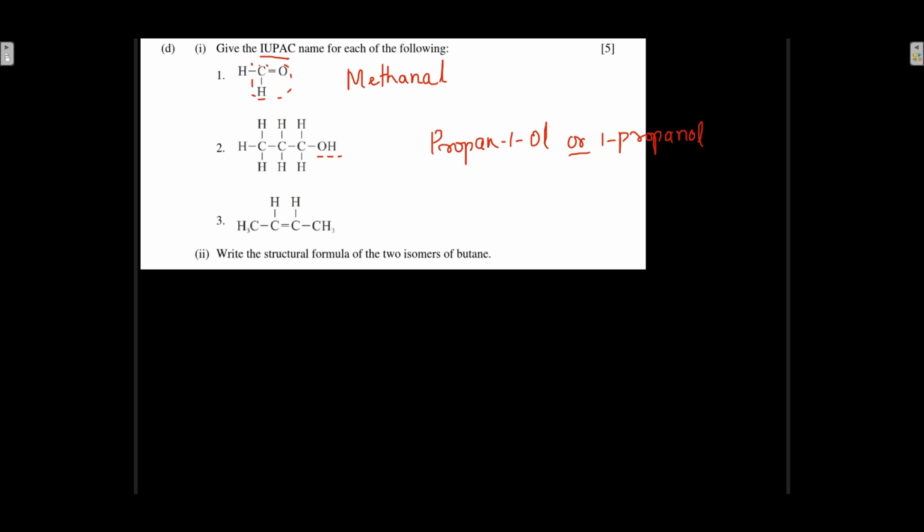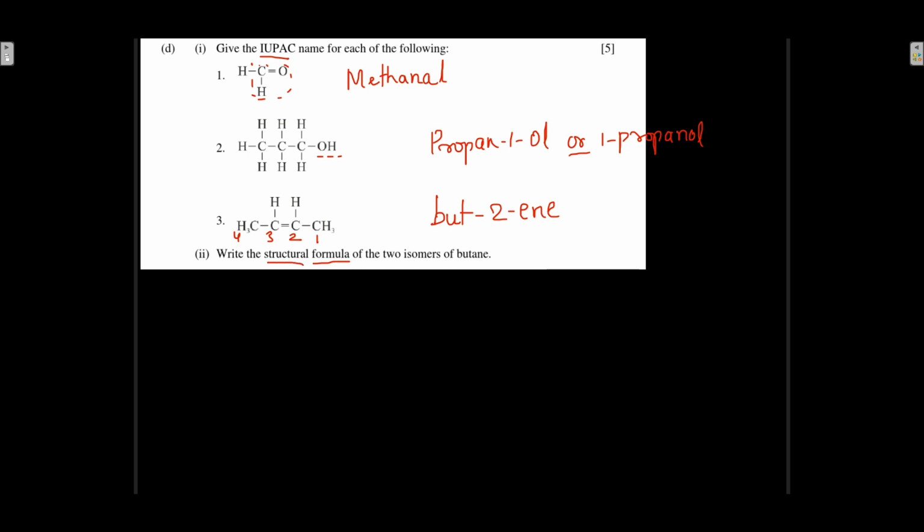Next, third one, 1, 2, 3, 4, and there is a double bond. So 4 means but, double bond means ene, but where is the double bond? Number it 1, 2, 3, 4. If you number it the other way, it will come at the same position, 2, 3. So it will be but-2-ene. There are no substituents. So but-2-ene, or you can also write 2-butene.